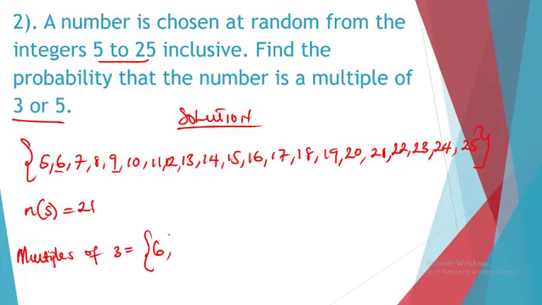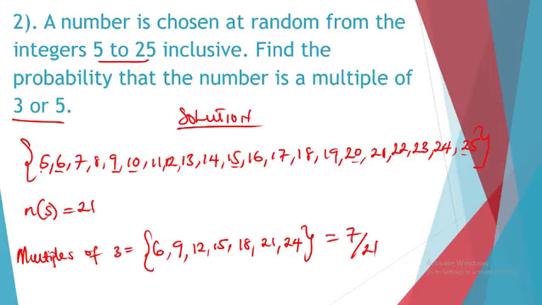Multiples of 3 are those numbers that 3 can divide without a remainder. We have 9. We have 12. We have 15. We have 18. We have 21. We have 24, which is how many? 1, 2, 3, 4, 5, 6, 7. They are 7 in number. So the probability of picking a multiple of 3 is 7 over what? 21.